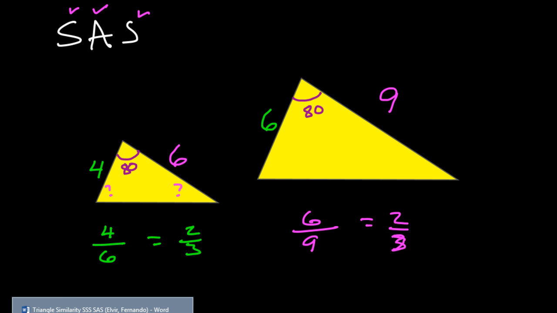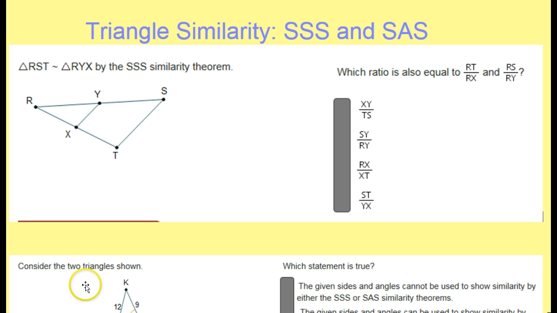So that's a 5-minute lead-in. Let's go ahead and see if we can answer some questions. Triangle RST is similar to triangle RYX by the side-side-side similarity theorem. Which ratio is also equal to RT over RX and RS over RY?